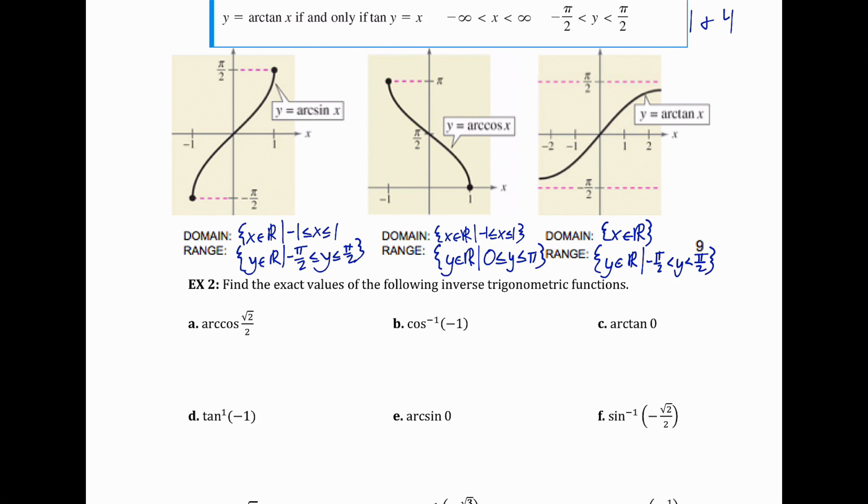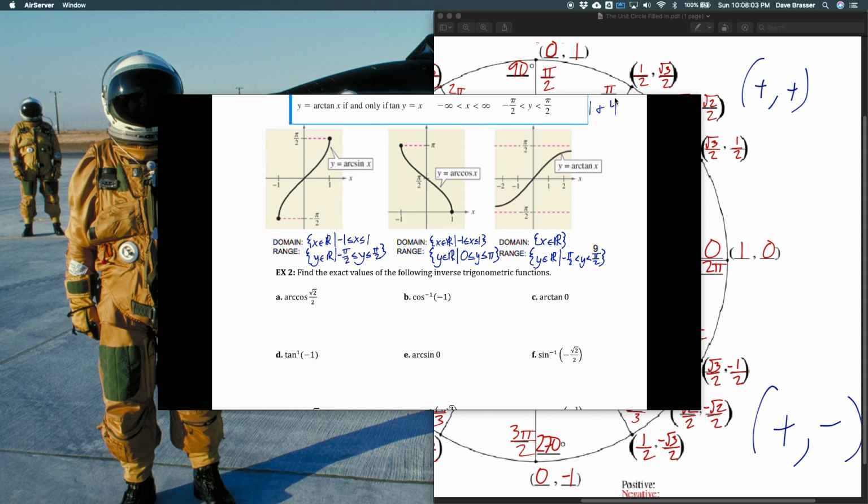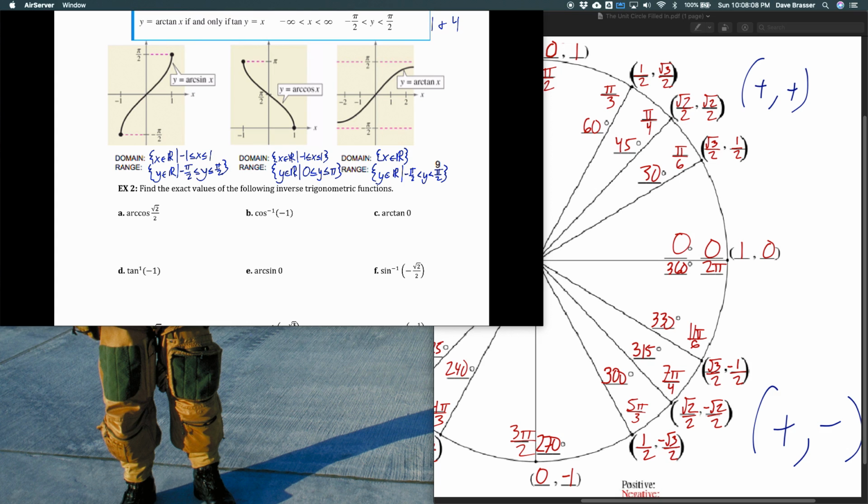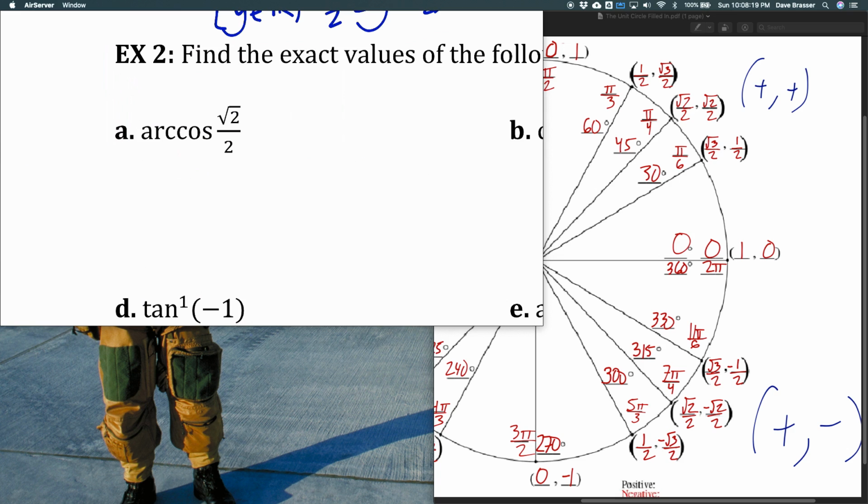There we go. Now, the next step, we're asked to find the exact values of the following trig functions. So I'm actually going to shrink this screen again, and we're going to look at the unit circle and see if we can keep up with where we're going. So the arc cosine of root 2 over 2. We're looking for where cosine is equal to root 2 over 2, and that's at pi over 4. So again, this is true because cosine of pi over 4 equals root 2 over 2.